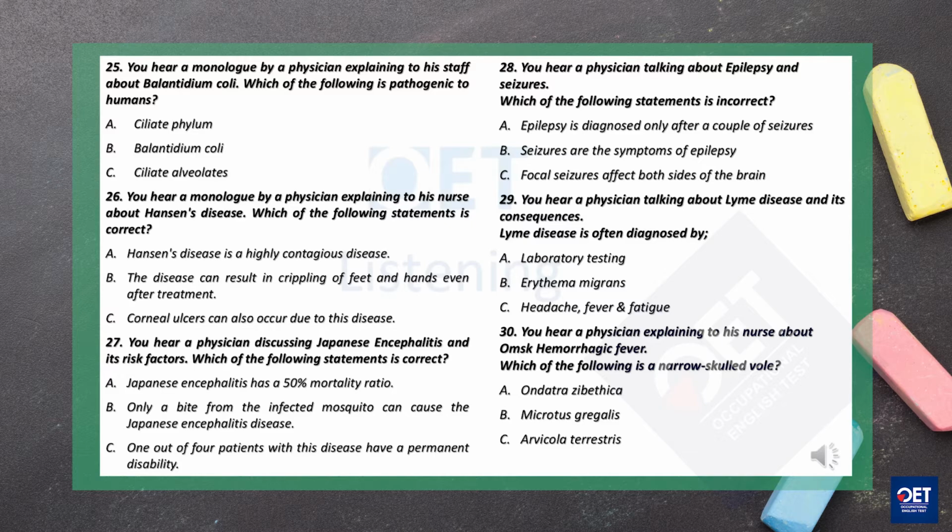Hello, doctor. What is Lyme disease and what are the consequences of it? Well, Lyme disease is caused by the bacterium Borrelia burgdorferi and is transmitted to humans with the bite of infected black-legged ticks. Typical symptoms include headaches, fever, fatigue, and a characteristic skin rash called erythema migrans. Infection can spread to joints, the heart, and the nervous system if left untreated.